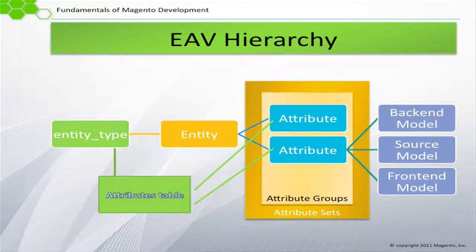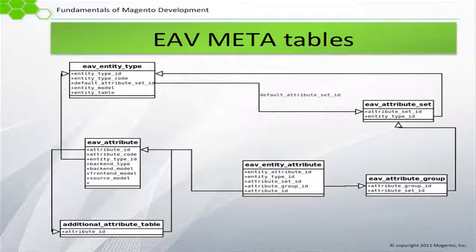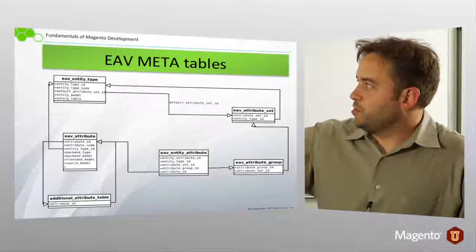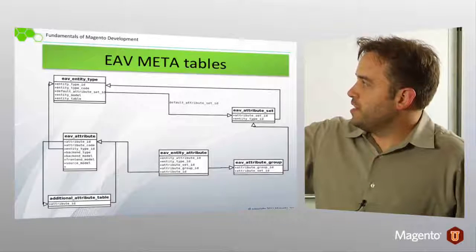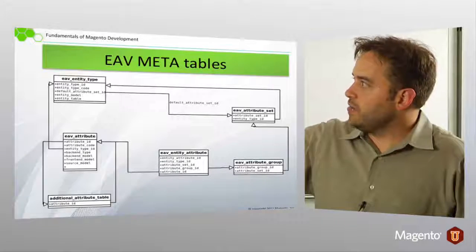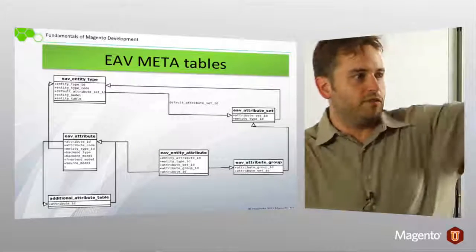So, what does that look like in the database? Obviously, this information has to be stored somewhere. So, we have EAV entity type. Let's look at these tables in the database. So EAV attribute, well, that's the attributes themselves. And then we have sets and groups, entity types, and then EAV entity attribute is where everything comes together.